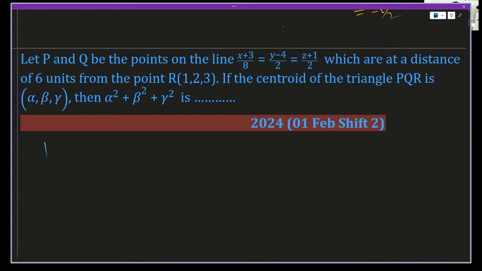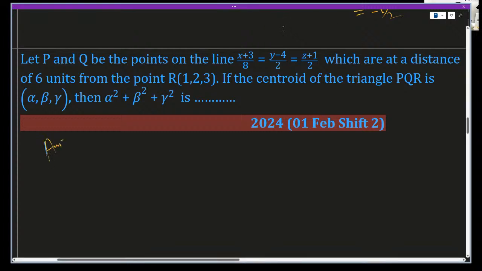So what you will do there is take a point P on one line or Q on the other line, but you don't take two points together. Got the point? I am showing you why I told you that. Take the advantage of the distance. You take a point on the first line: x plus 3 by 8, z plus 1 by 2 equal to lambda.